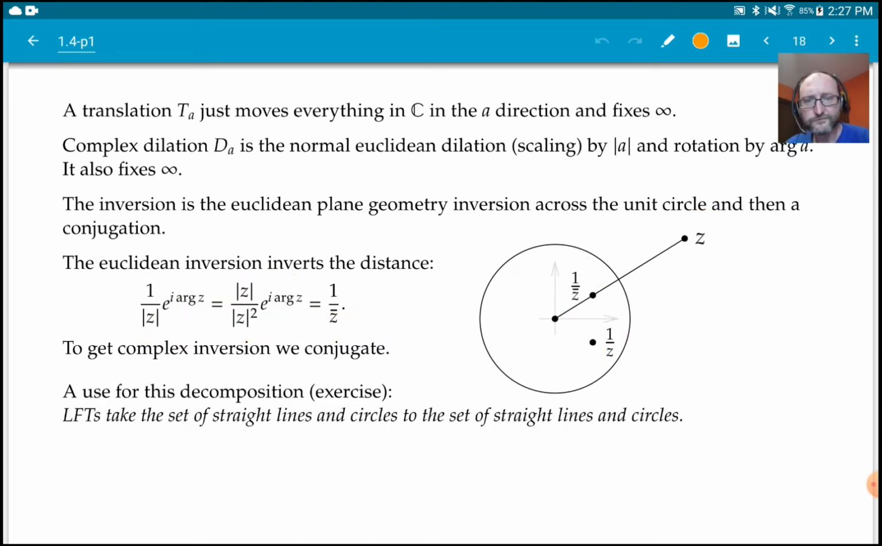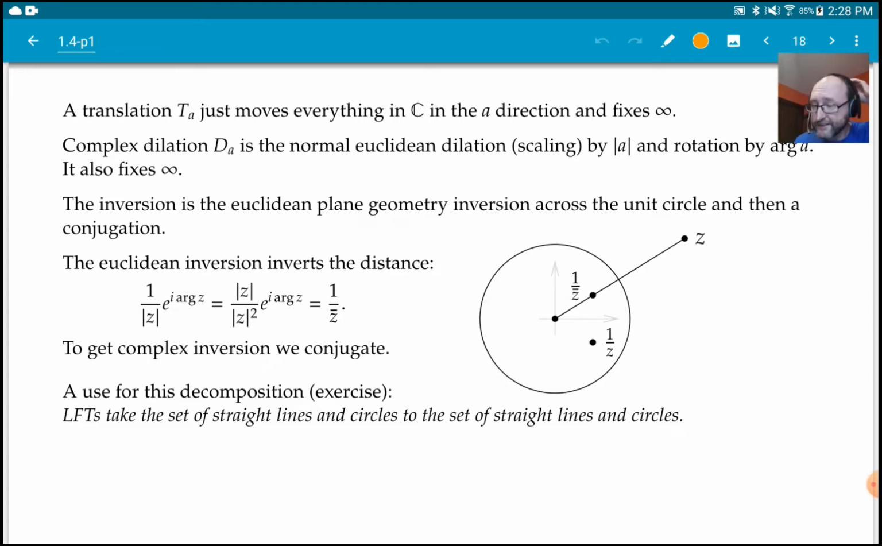Now, this is a fun exercise, but it's also a very useful exercise in terms of the geometry. If I have any LFT, it takes sets to sets, right? I can push forward sets. So it takes any straight line or a circle, and it maps it into a straight line or a circle. I mean, it could take a circle to a straight line and a straight line to a circle, but it takes the set of straight lines and circles to the set of straight lines and circles, right? So it preserves this set, right?